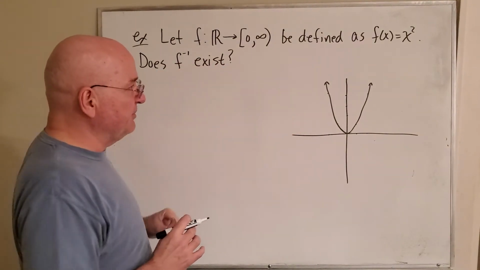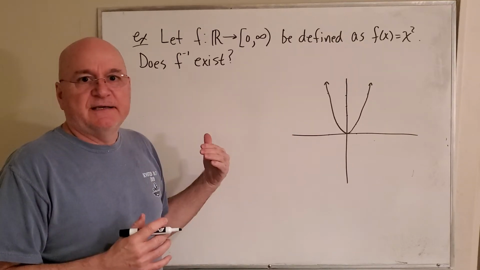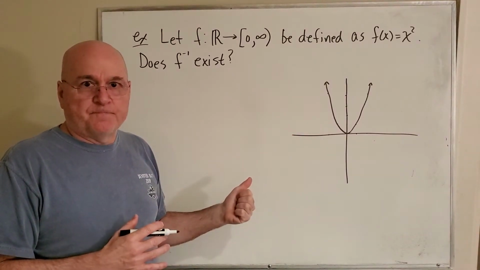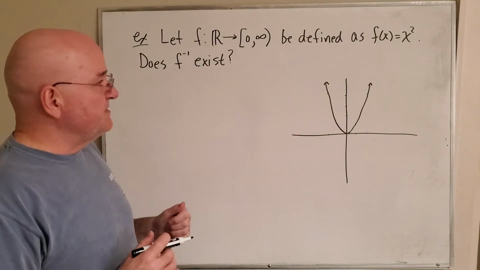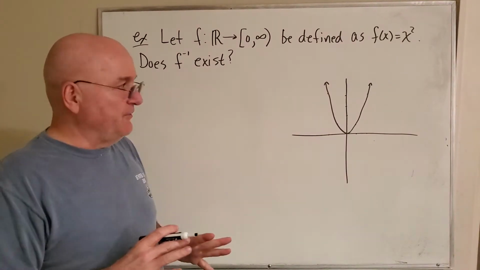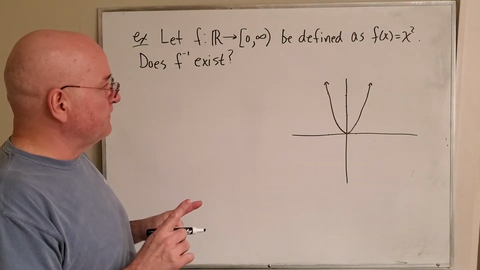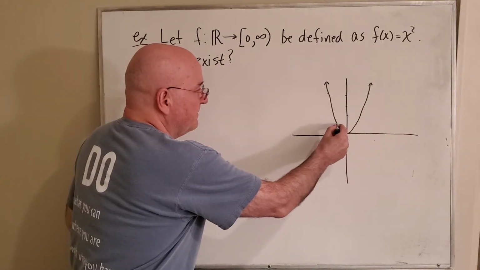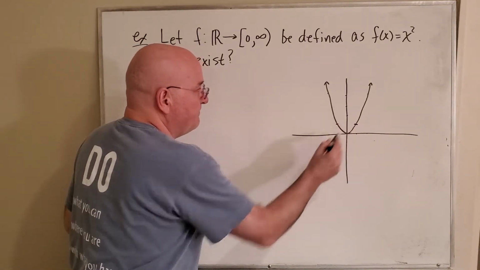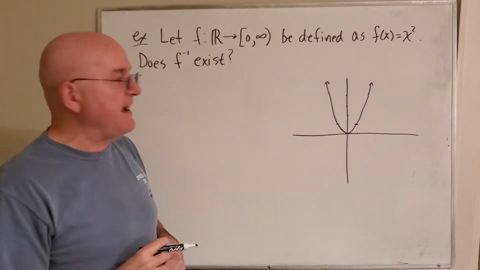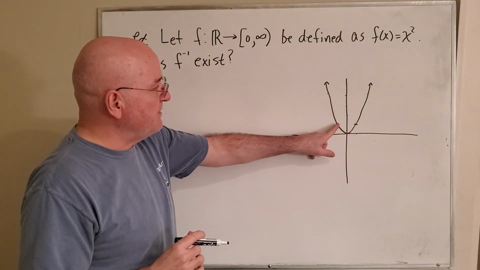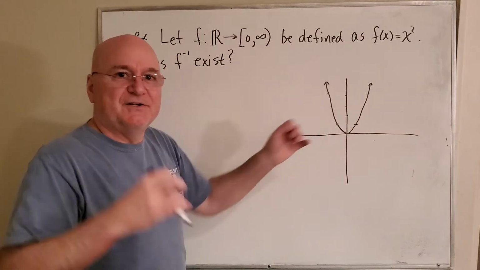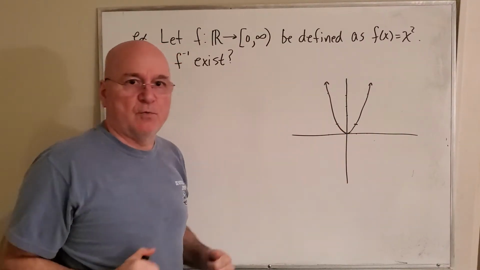We all know what the graph looks like, and we can tell that it's not one-to-one. So it's not going to have an inverse. But why isn't it one-to-one? Well, just take the y value of 1, the height of 1 on the graph. f of negative 1 is 1, f of positive 1 is 1. Two numbers mapping to 1 means it's not one-to-one.